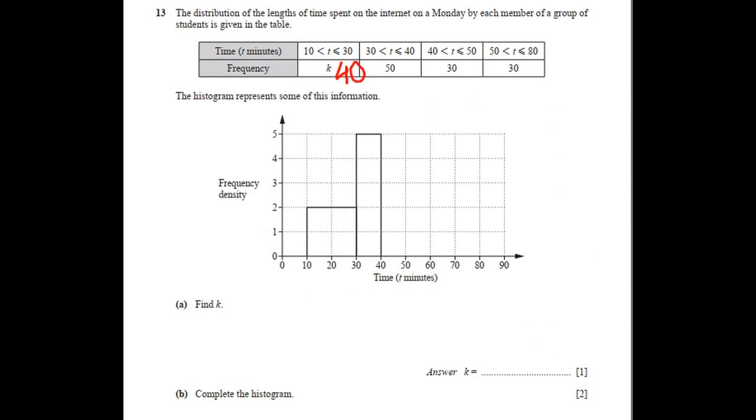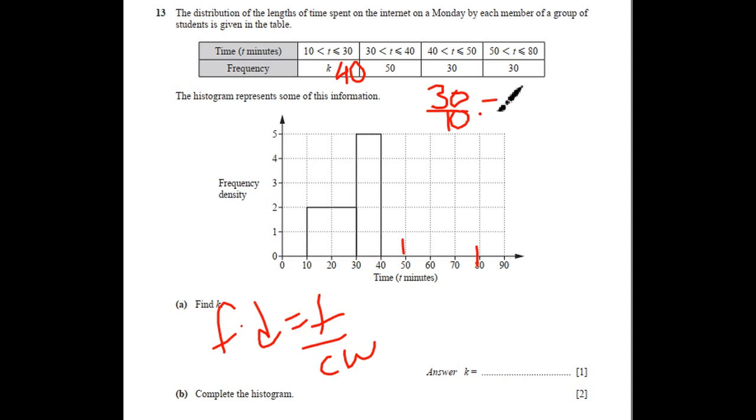Next we have to complete the histogram. That means we have to finish this bar from 40 to 50, calculate its height, and then from 50 to 80 calculate this height. Now again the height is the frequency density. So to find the frequency densities, we'll use the formula frequency over class width. So this frequency is 30 over class width 10, because 40 to 50 is 10. So the answer is 3. So the height of this bar will be 3. Next we have 30 over 50 to 80, which is again 30. So the answer is 1. So the height of this bar is 1. That is all.